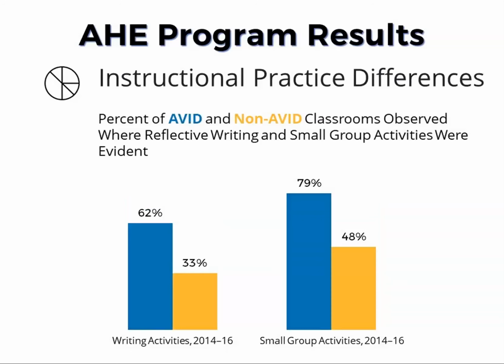So we observed over 100 classrooms, split between AVID classrooms and non-AVID classrooms. And what we saw was writing activities, reflective quick writes, things that made students think about the content in the class and write about it, was happening in 62% of the AVID classrooms versus only 33% of the non-AVID classrooms. And similarly, small group activities we observed in 79% of the AVID classrooms, but only 48% of the non-AVID classrooms. So the faculty are telling us something is changing. We observe the classrooms and we see something is different.